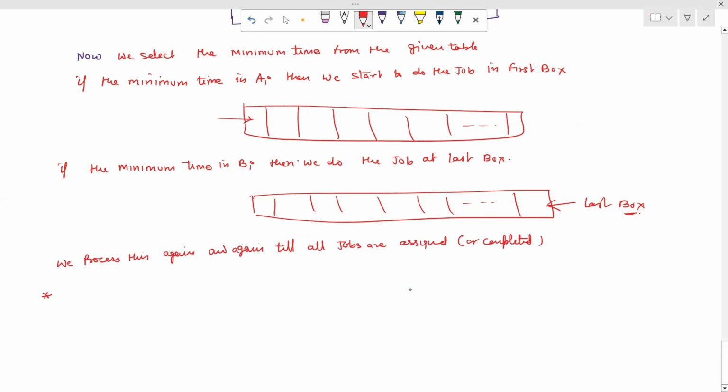Now we have one more thing remaining. That thing is if we have repetition, so that means minimum time occurs on both machines. Minimum time occurs on both machines. So that means repetition.